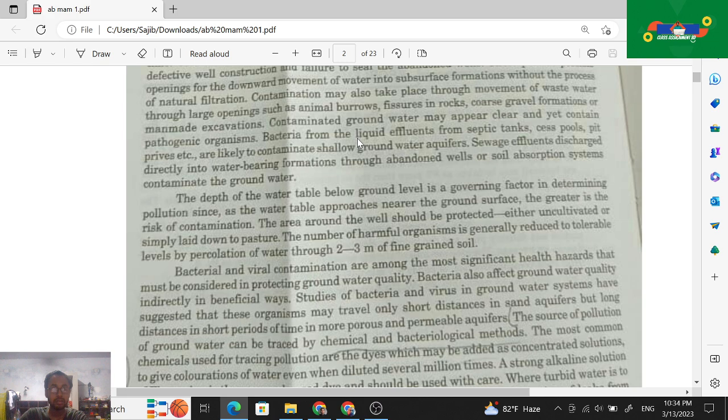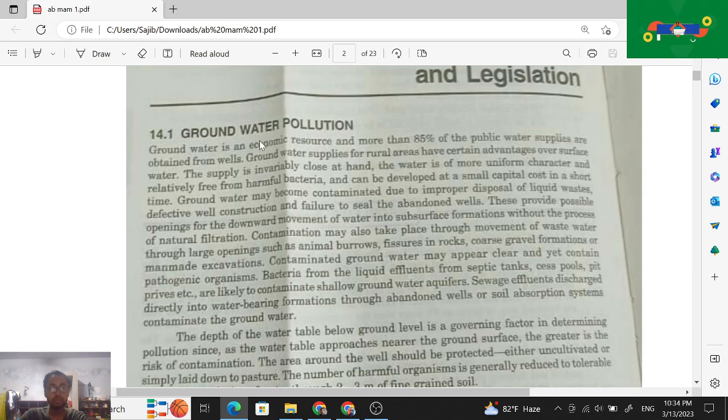Groundwater pollution: groundwater is an economic resource, and more than 85% of the public water supplies are obtained from wells. Groundwater supplies in rural areas have certain advantages over surface water: the supply is invariably close at hand, the water is of more uniform character and relatively free from harmful bacteria, and can be developed at a small capital cost in a short time.